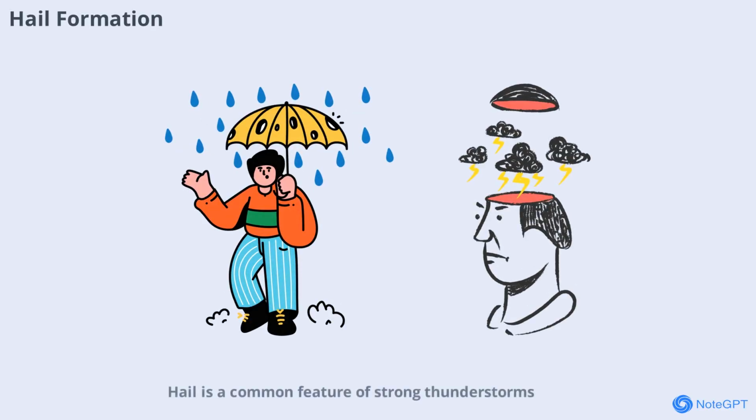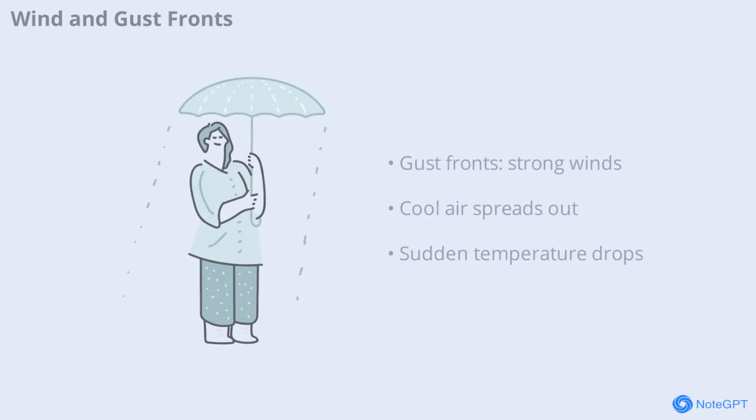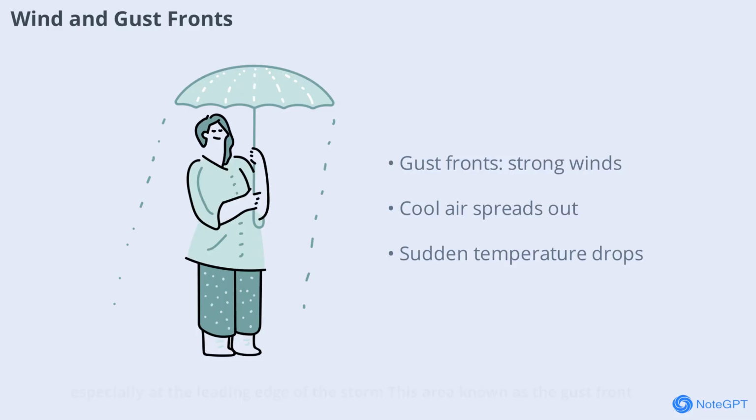Hail is a common feature of strong thunderstorms. It forms when updrafts carry raindrops into extremely cold areas of the cloud where they freeze. As these ice pellets are lifted and dropped repeatedly by the storm's winds, they grow larger, adding new layers of ice each time. Eventually, they become too heavy to be supported and fall to the ground as hailstones. Some hailstones can reach impressive sizes, causing damage to crops, vehicles, and buildings.